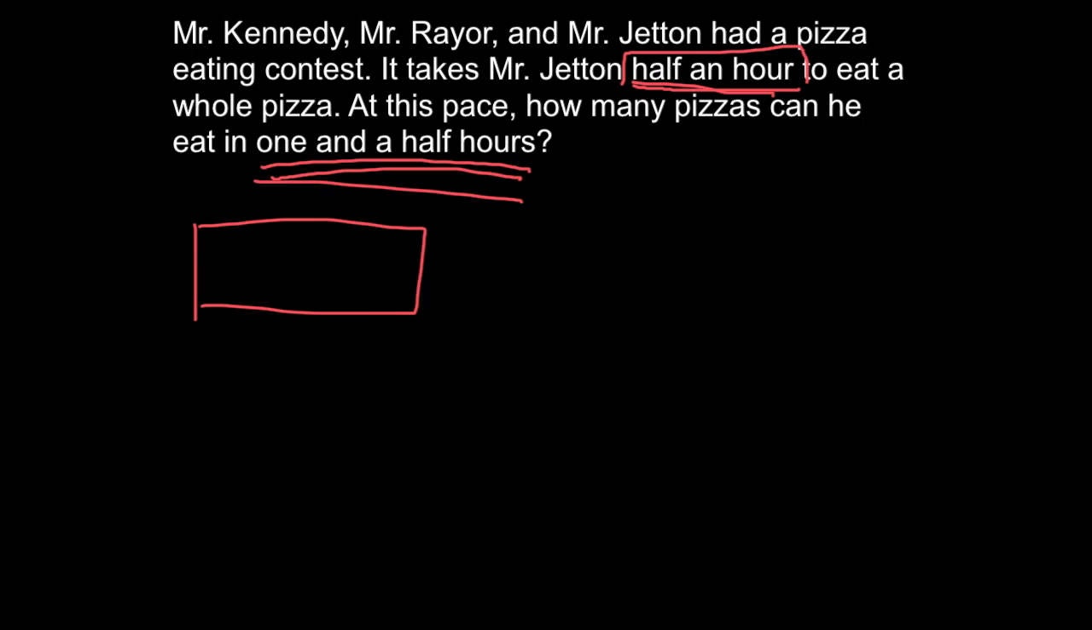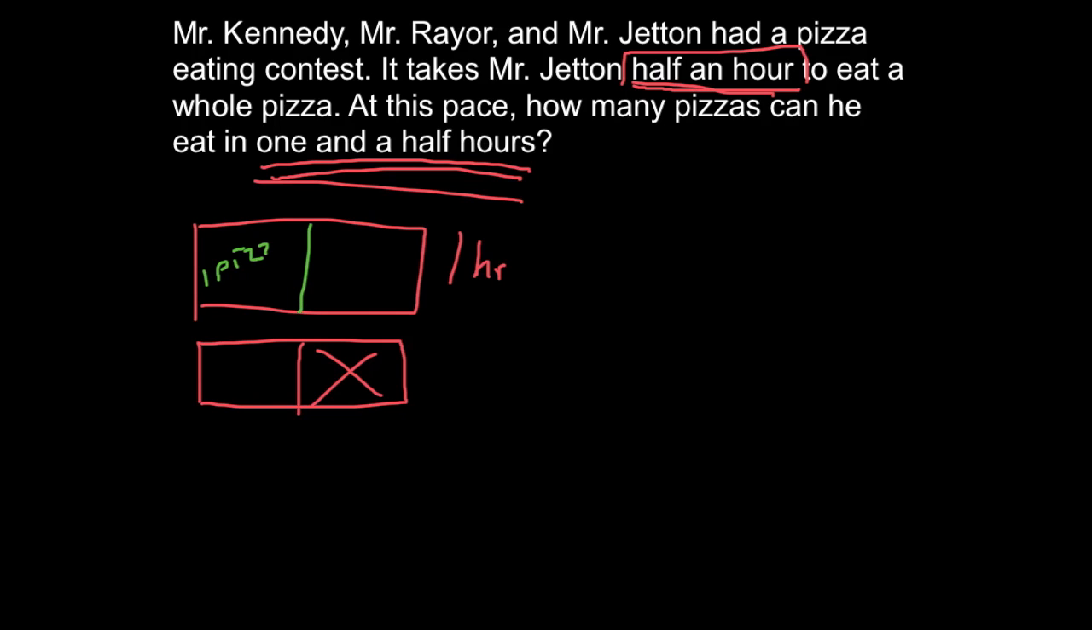So let's have this rectangle stand for 1 hour. And we need more than that because he eats for 1.5 hours, so we'll draw another one, cut it in half, and we don't use this part. Now it says in each half hour he eats a whole pizza. So in this hour, we cut it in half and he eats one pizza here, and another in this half hour, and another in this half hour. And we can see that he eats a total of 3 pizzas.